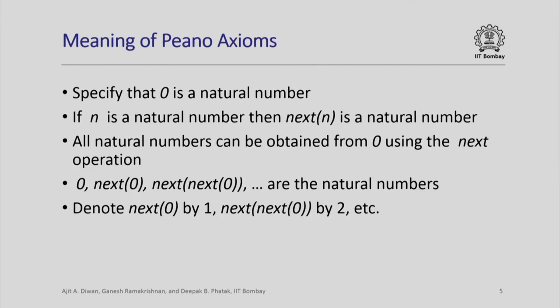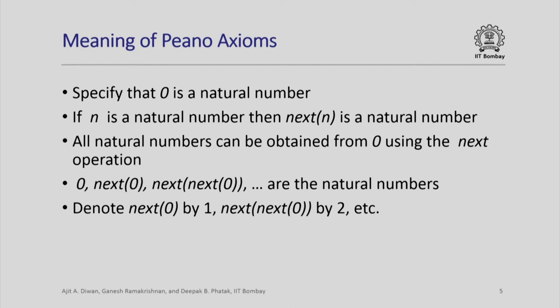So let's look at the meaning of these Peano axioms. What do they say? So they specify that 0 is a natural number. The first axiom says that we have a number called 0, which is a natural number. If n is any natural number, then next n is a natural number. And the third property essentially says that all natural numbers can be obtained from 0 using the next operation. So because 0 is a natural number, next of 0 is a natural number. Next of next of 0 is a natural number, and so on. So we can keep applying the next operation to these and generate more and more natural numbers. All of these are natural numbers, and exactly these are the natural numbers.